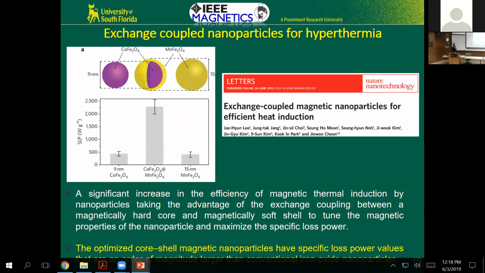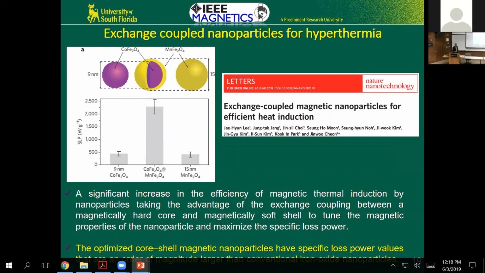While we were thinking about it, there was a group in Korea that made these exchange coupled core shell particles. And this was published a few years back, and they scooped us in some sense, but they had the right idea here. This is all oxide. This is cobalt ferrite, manganese ferrite nanoparticles, core shell particles, and they showed the exchange bias in these systems, and they showed that basically these are excellent. They show a large SAR. They show very good heating for hyperthermia.